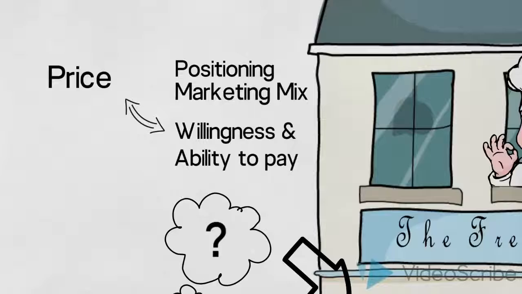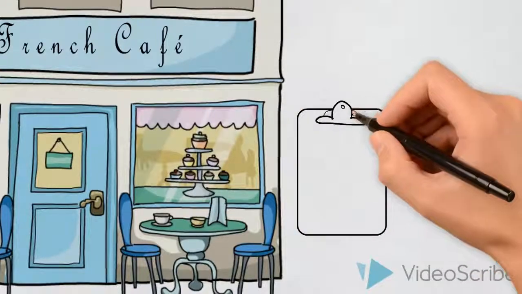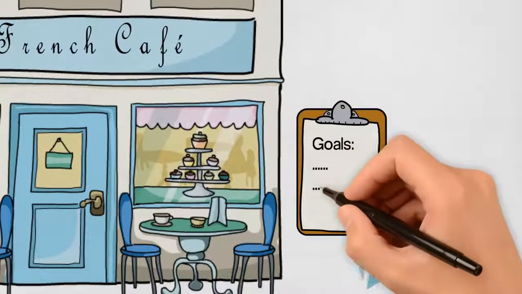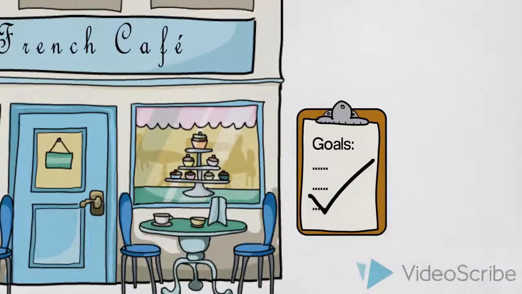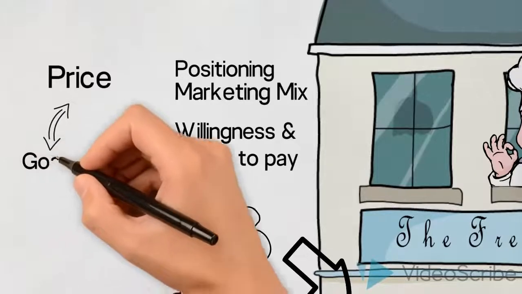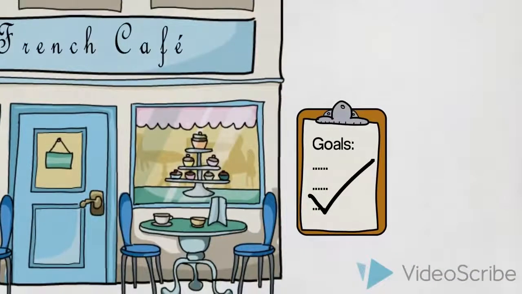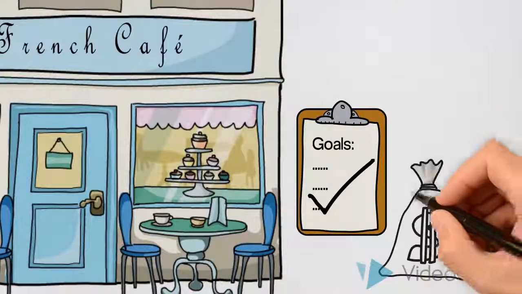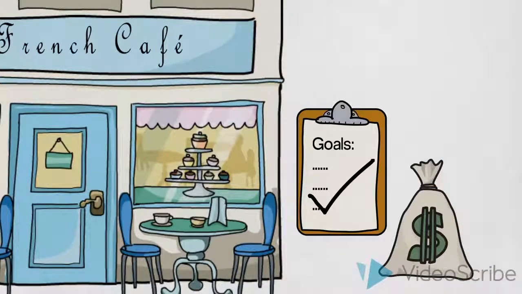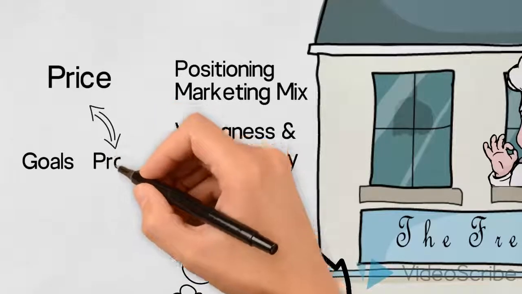Thirdly, when looking at our overall strategies and objectives with this product or service, in this case our cafe, we also need to make sure that the price we chose supports our goals that we have set out to achieve with this cafe. And finally, we need to ensure that we generate adequate income to cover our costs and preferably make a healthy profit, either in the short term or in the long term, depending of course on our strategy.